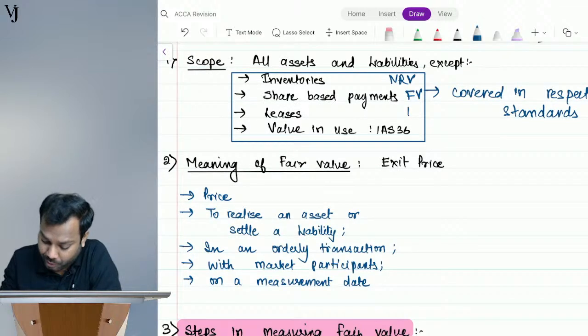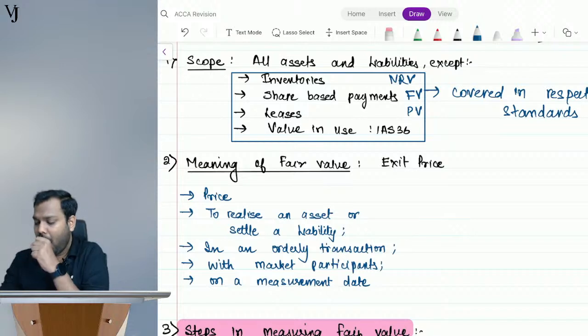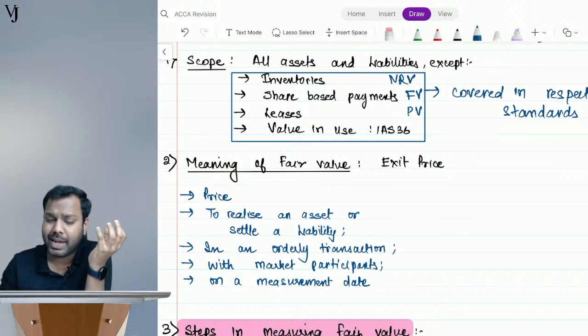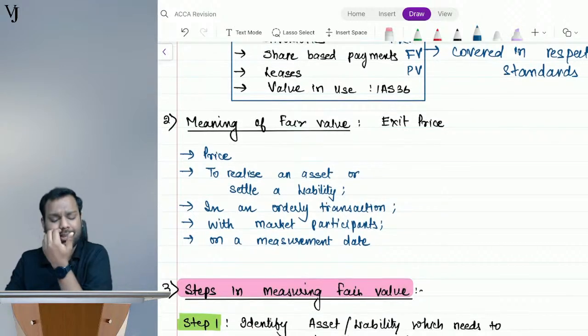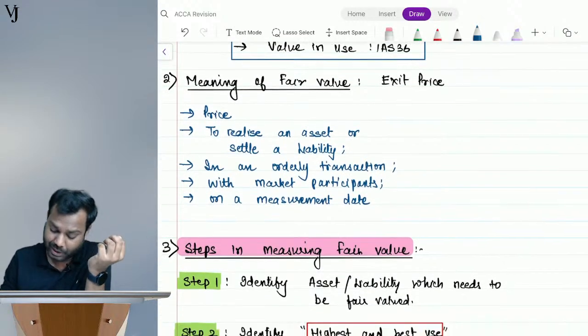In leases, we calculate the present value of the lease liability. How to calculate is given in the leases itself. Value in use, how to compute is given in IAS 36 itself, right? We discussed the guidance on value in use. Let's understand the meaning of fair value now.